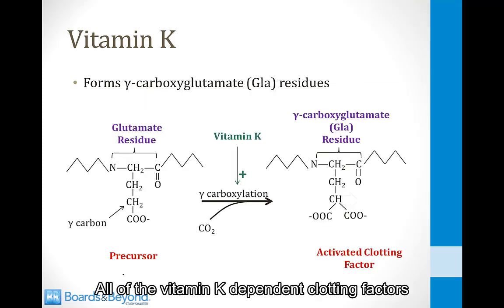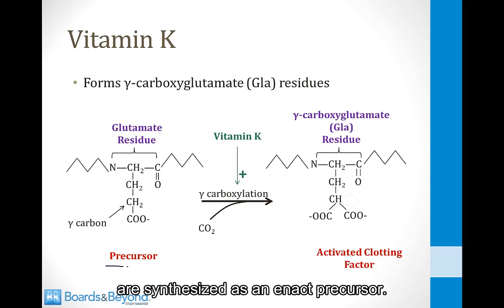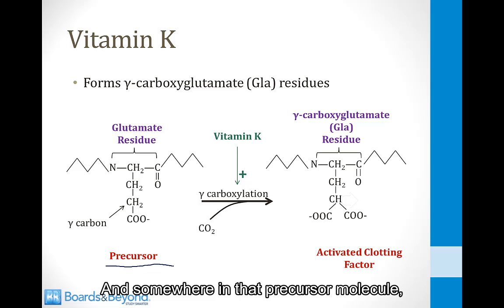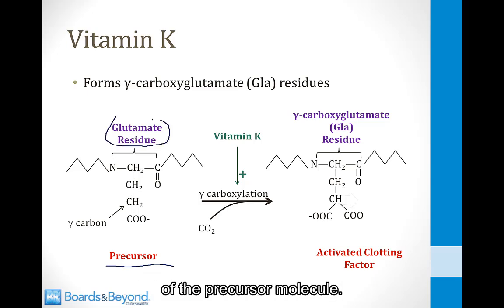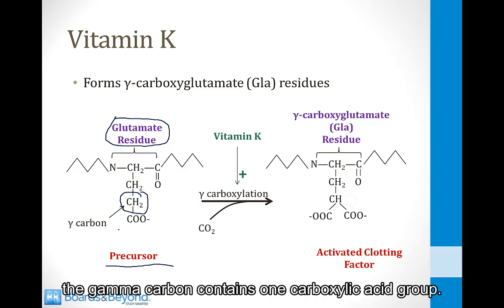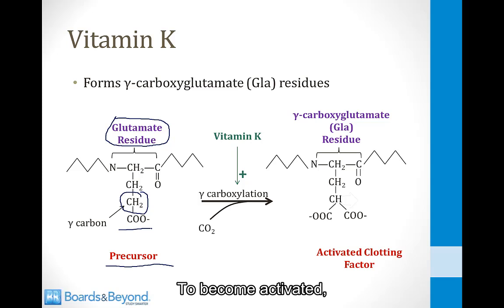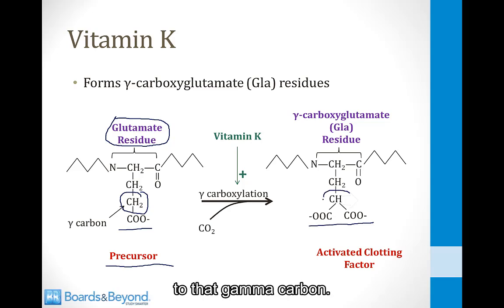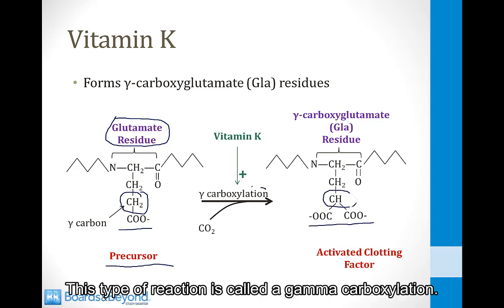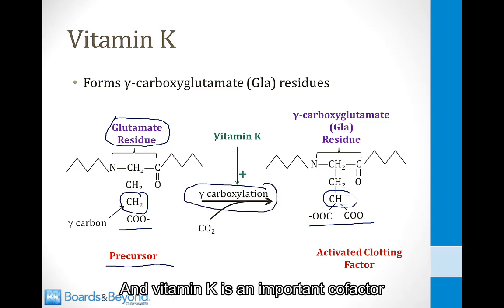All of the vitamin K-dependent clotting factors are synthesized as an inactive precursor, and somewhere in that precursor molecule there is a portion of the molecule that looks like the amino acid glutamate. This is called a glutamate residue of the precursor molecule. Within that glutamate residue, there is a carbon called the gamma carbon, and initially in the precursor form, the gamma carbon contains one carboxylic acid group. To become activated, this precursor needs to have a second carboxylic acid group added to that gamma carbon. This type of reaction is called a gamma carboxylation, and vitamin K is an important cofactor for that gamma carboxylation.